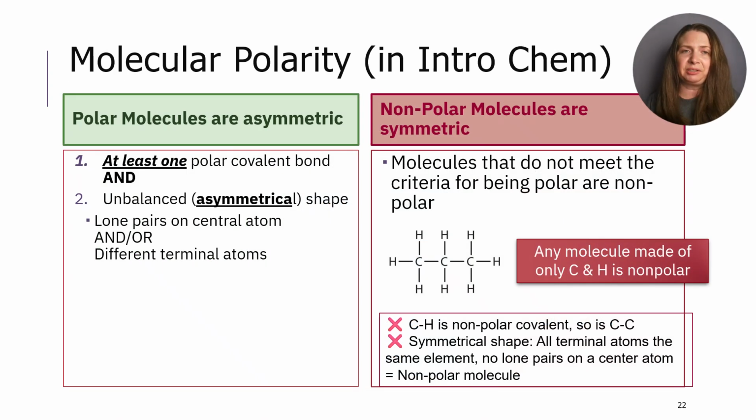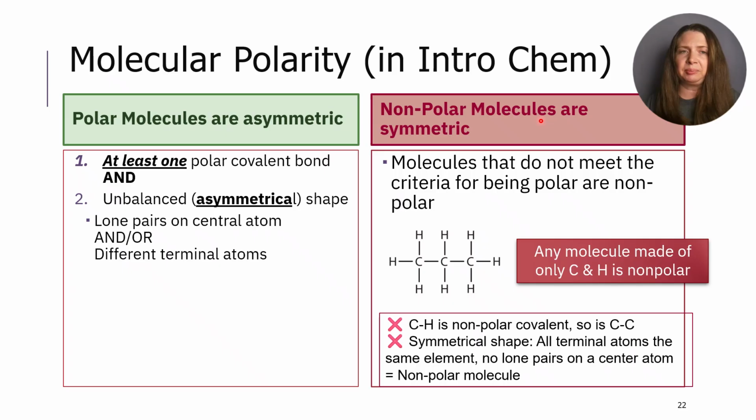Before we can determine whether a molecular compound is soluble, let's review molecular polarity. A molecule is polar if it meets two requirements. First, it must contain at least one polar covalent bond. Second, it must have an asymmetrical molecular shape, so the dipole moments do not cancel. Features that make a molecule asymmetrical include lone pairs on the central atom or different terminal atoms bonded to the central atom.